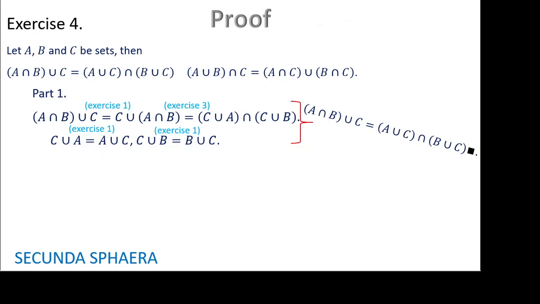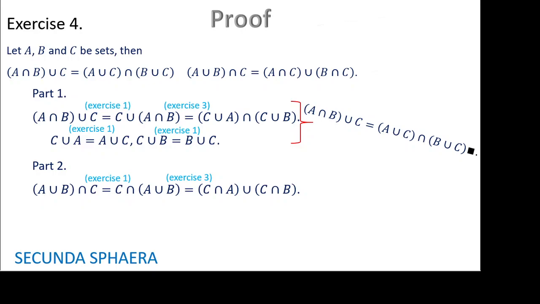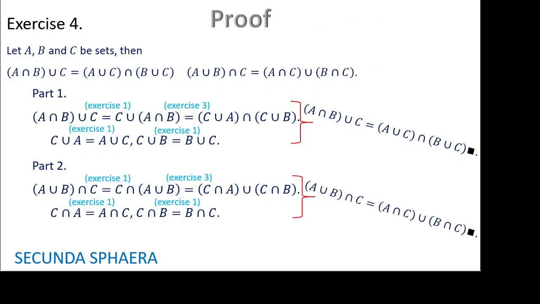Well, it's just because we already have a lot of tools from the exercises that were before all of this. And for part number 2, we also have plenty of tools. We can start with A union B intersection with C, and we have that this is going to be equal to C intersection A union B thanks to exercise number 1, and we can now distribute thanks to exercise number 3. So we distribute C intersection A union C intersection B, and we also know by exercise number 1 the commutativity of intersections. So C intersection A is equal to A intersection C, and C intersection B is equal to B intersection C, and now we can just replace the equalities. And this is just going to give us the equality that we were looking for at the beginning. So this would be it for part number 2.